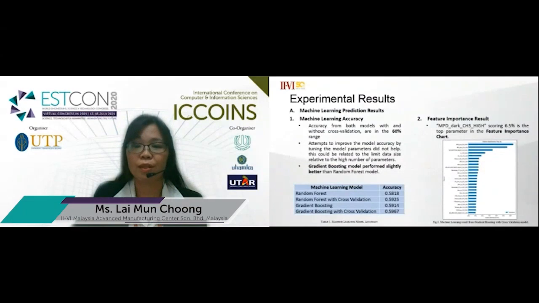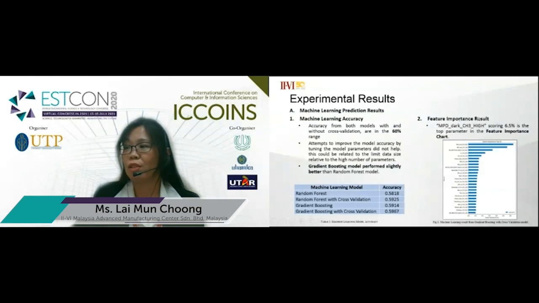Experimental result. Machine learning prediction result. Machine learning accuracy. Accuracy from both models with and without cross-validations are in 60% range. Attempt to improve the model accuracy by tuning the model parameters did not help. This could be related to the limited data size relative to the high number of parameters. The accuracy of both models are comparable, with gradient boosting model performing slightly better than the random forest model.